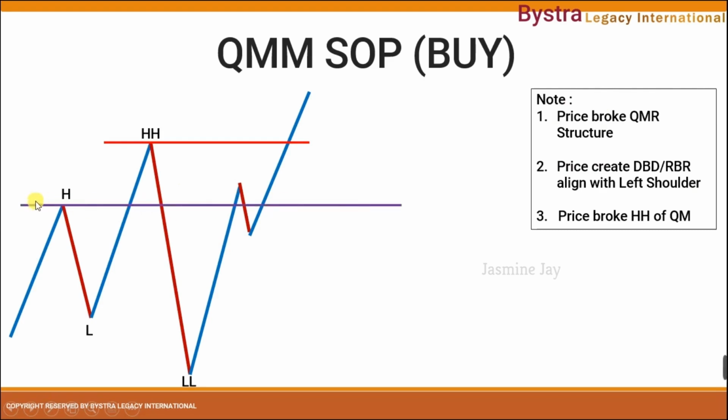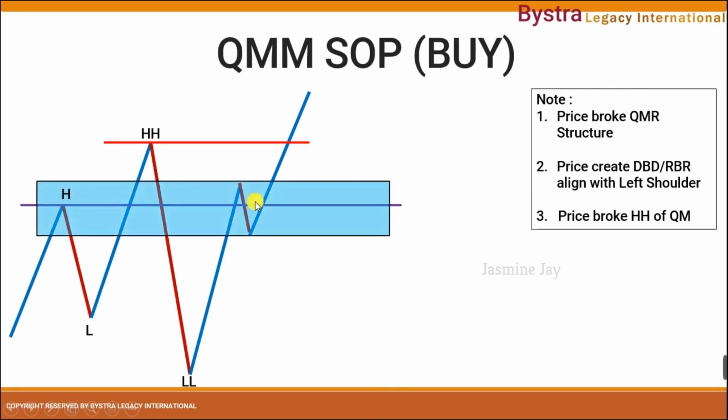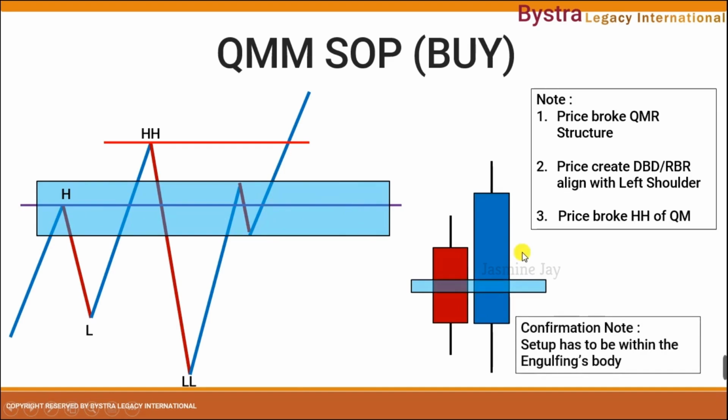First, remember guys, we always mark the horizontal line first, on the left shoulder, aligned with the rally base rally. We mark the zone. So on the rally base rally, on the base itself, we mark the whole zone of the body of the base, and make sure that the entry point is aligned with the rally base rally, because the entry point here is where we will set our PO. And remember guys, confirmation on the higher TF is very crucial.